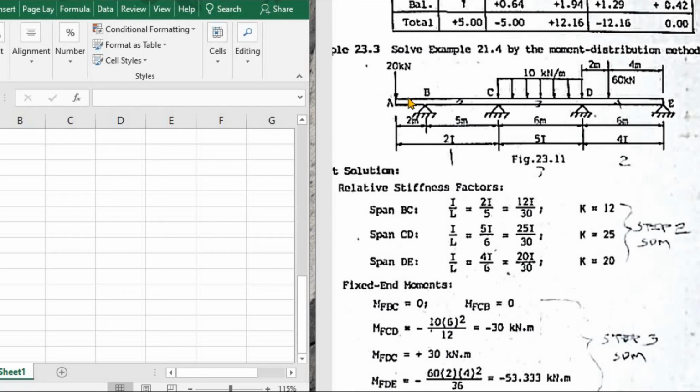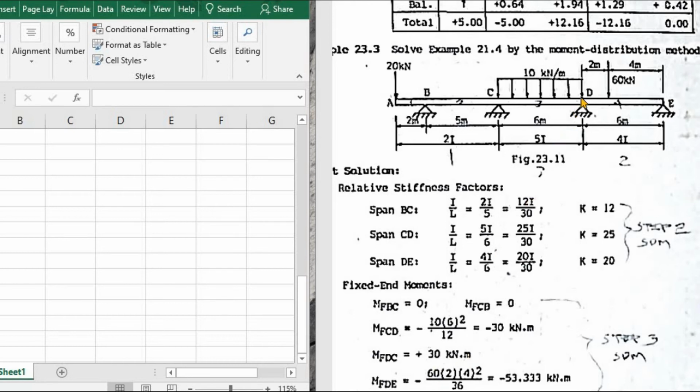Okay, now let's go to section CD. Fixed end moment CD is WL squared all over 12, so 10 times 36 divided by 12 will give you negative 30. At point C, yung reaction moment niya would be counterclockwise, kaya negative. At DC naman, or point D, the reaction moment would be clockwise direction, and that's why we have here DC.